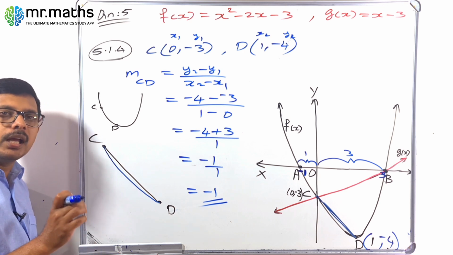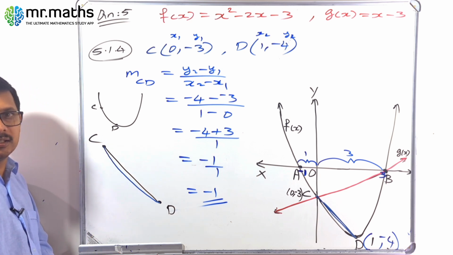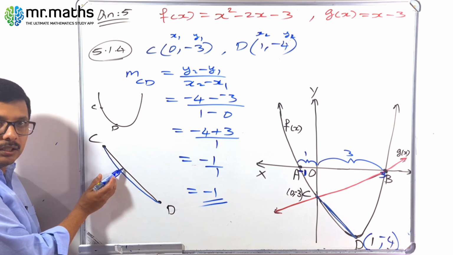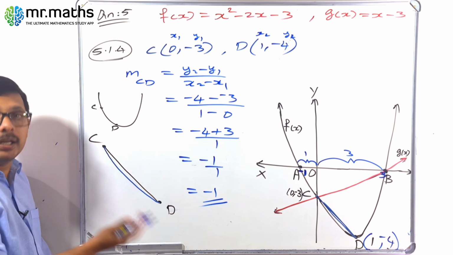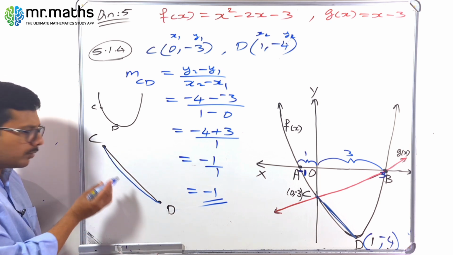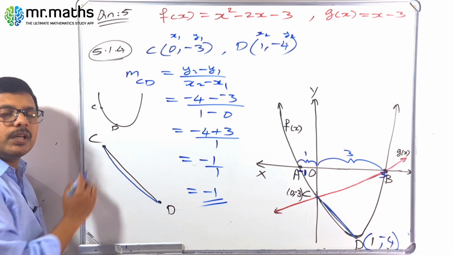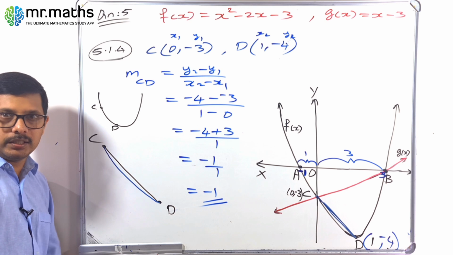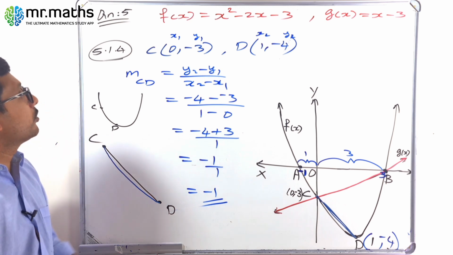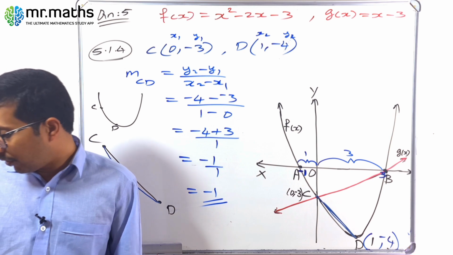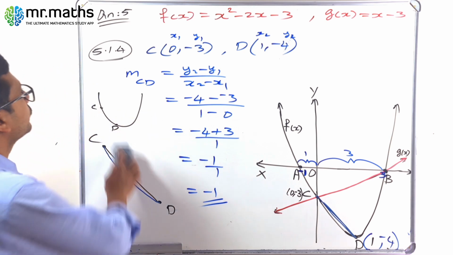That's why we are saying average gradient. Do you understand? It's not the exact gradient of CD. If it is a straight line, we can say gradient. But it's not exactly the same, it's just very close to that straight line. So that's why we say it's average gradient. Okay, just for you to understand, that's all. 5.1.4. Now let's move to the next question, 5.1.5.